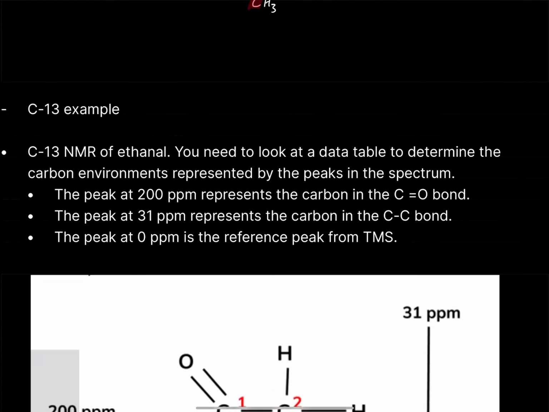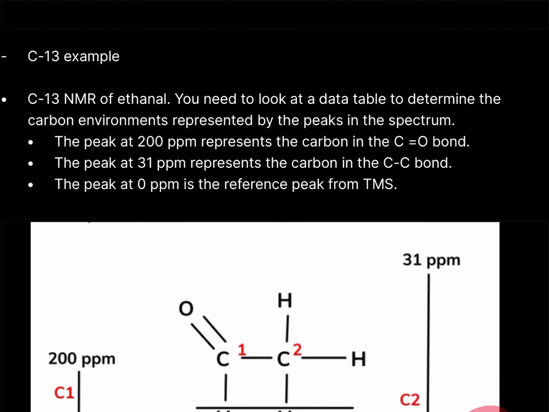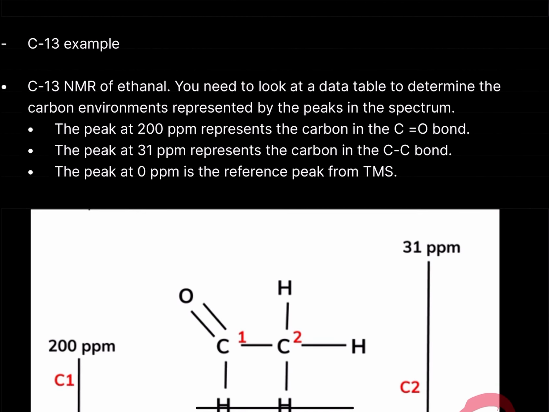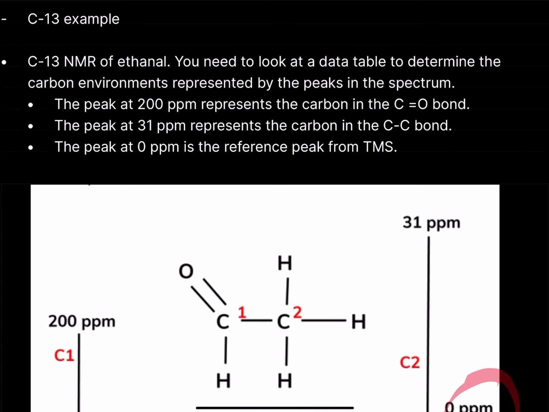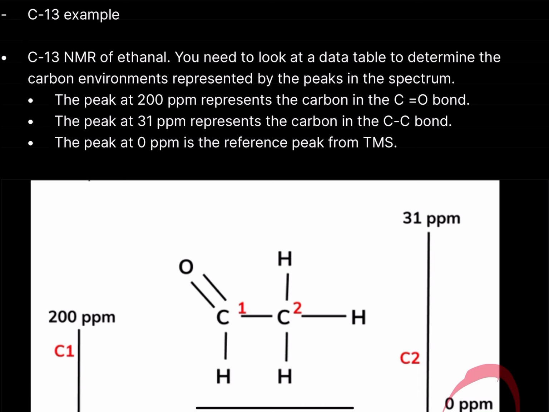So, a carbon-13 example. I've got an example here: carbon-13 NMR for ethanol. So you need to look at a data table, which is in your data sheet, to determine the carbon environments represented by the peaks in the spectrum.